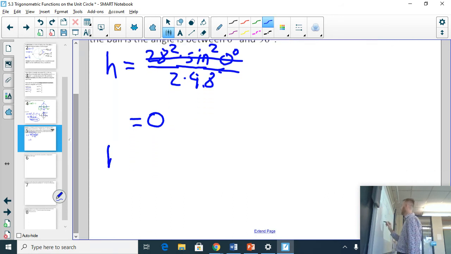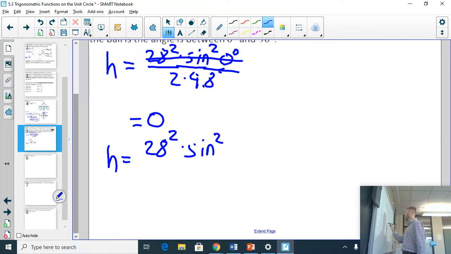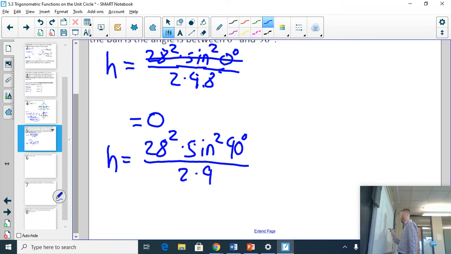And now we could do the same thing. We have 28 squared times sine squared, and now our maximum is 90 degrees. So if we were to punt the ball straight up in the air somehow, all over 2 times 9.8.